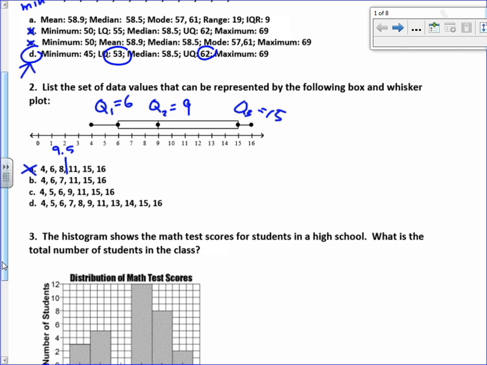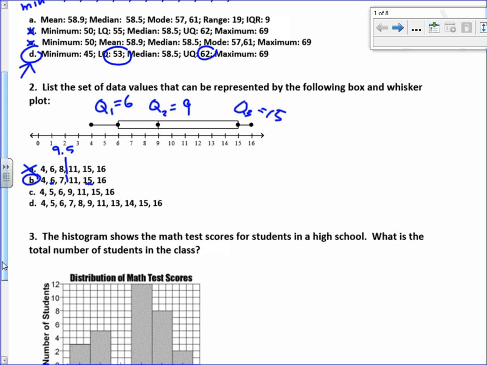All right, let's look at B. So let's see, 7 plus 11 is 18. 18 divided by 2 is 9. I'm liking that. Q1 is 6. Q3 is 15. That's the answer. My work is done.